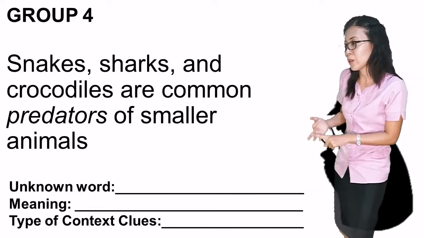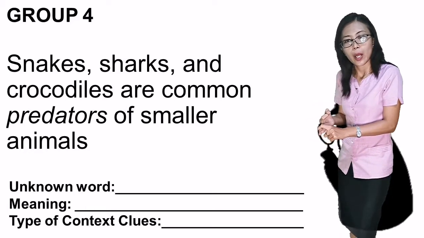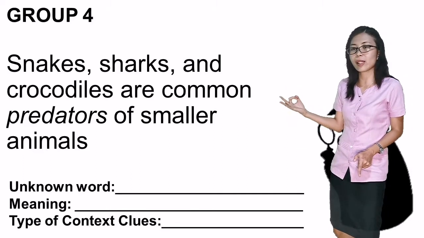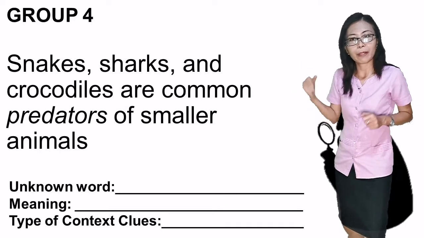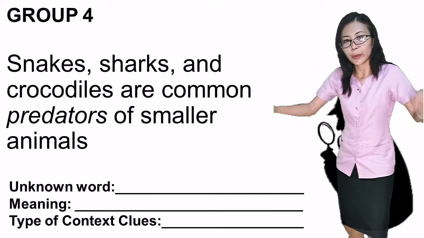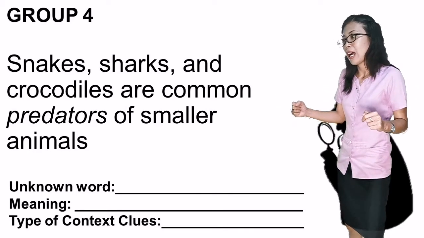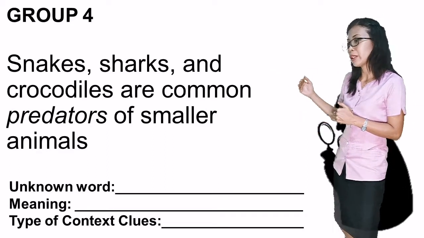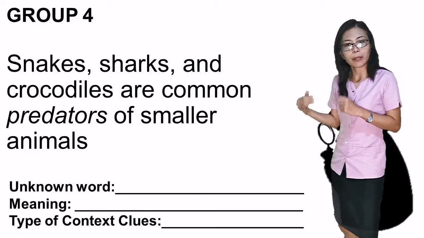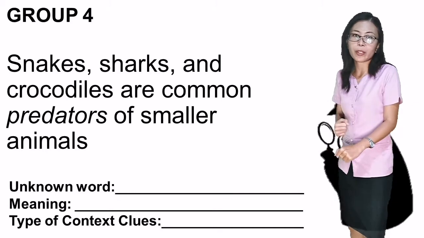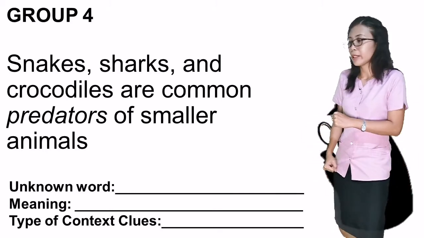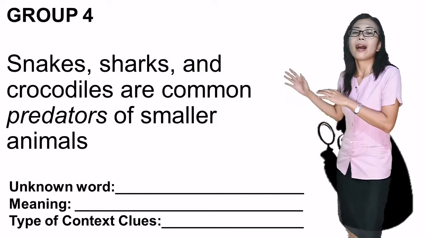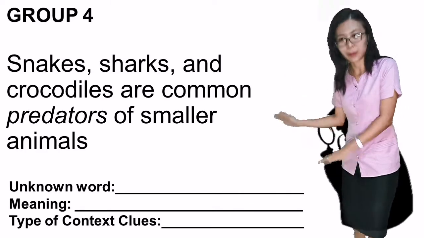Snakes, sharks, and crocodiles are the opposite of smaller animals. Therefore, they are animals which are bigger, more powerful, and more dominant in the animal kingdom, unlike the smaller animals. So the meaning of predator: animals which are powerful, dominant, and able to defeat and hunt the smaller animals for food. And the type of context clue we use is example clue.